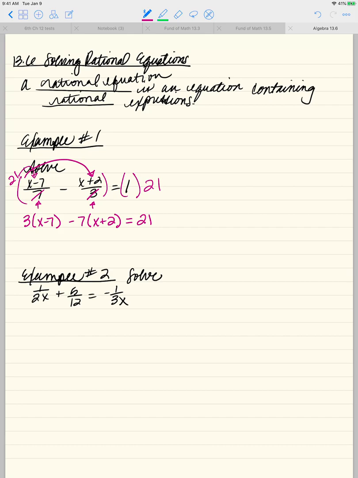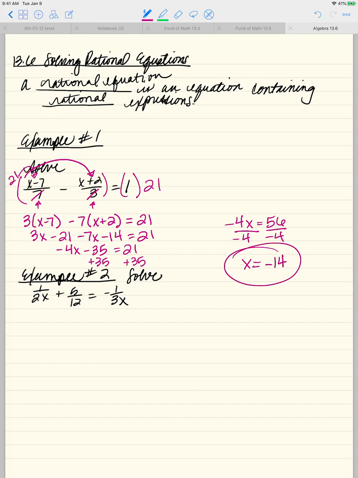Now, we need to solve for x. Distributive property gives us 3x minus 21 minus 7x minus 14 is equal to 21. Combine your like terms. 3x minus 7x, negative 4x. Negative 21 minus 14 gives me minus 35 is equal to 21. Add 35 to both sides. We have negative 4x is equal to 56. Divide both sides by negative 4, and x is equal to negative 14. And now we're all done with that one.